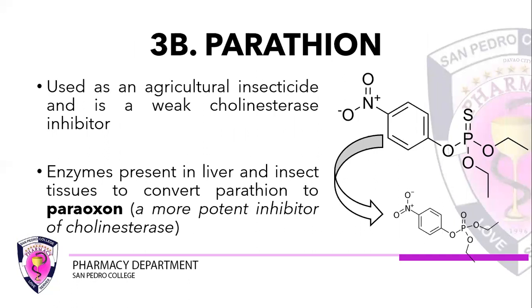Next one, we have your parathion. So parathion is used as an agricultural insecticide and is a weak cholinesterase inhibitor. So ang parathion, eventually it would be metabolized to its active form called paraoxon, which is a more potent inhibitor of cholinesterase.